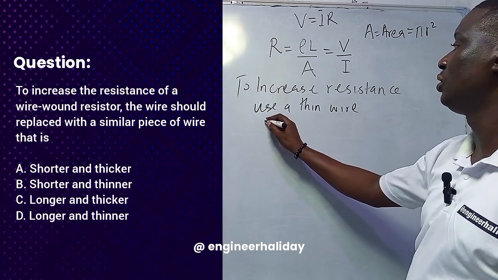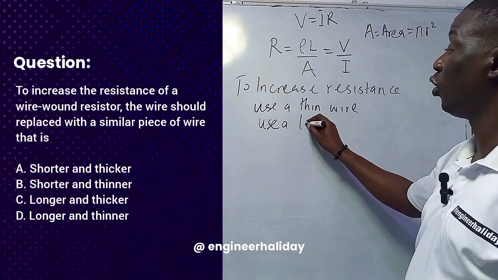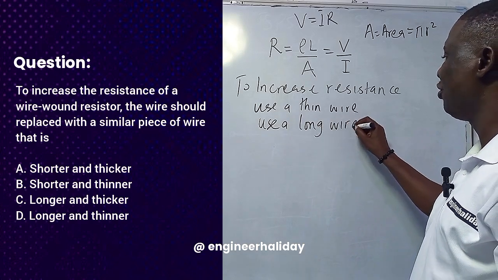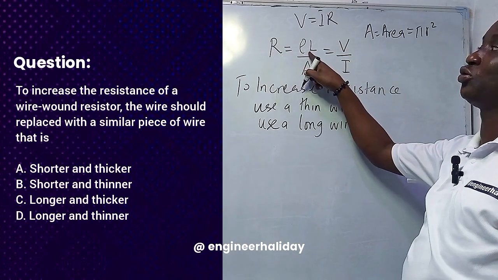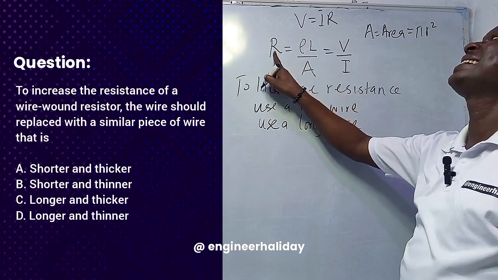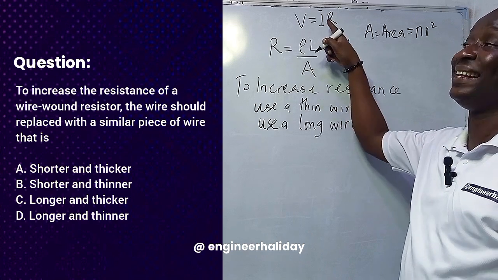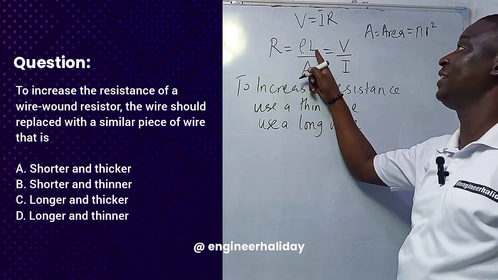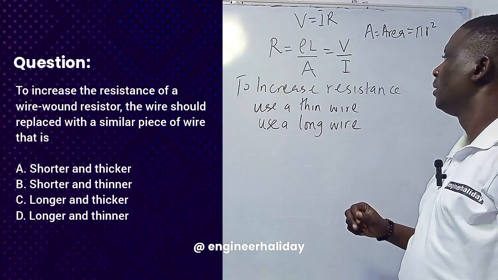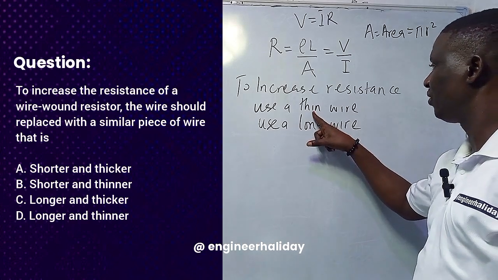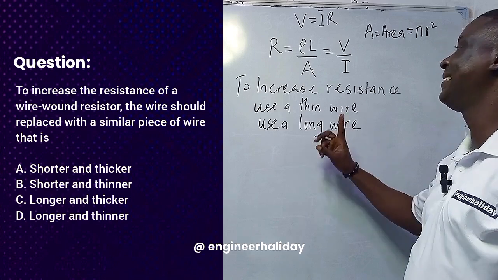Number two is that you use a long length. If you use a long wire, the resistance will also be higher, because R is proportional to length. So to increase resistance, we need to increase length, and for you to increase length, that means using a long wire. So use a thin wire and a long wire to increase resistance.